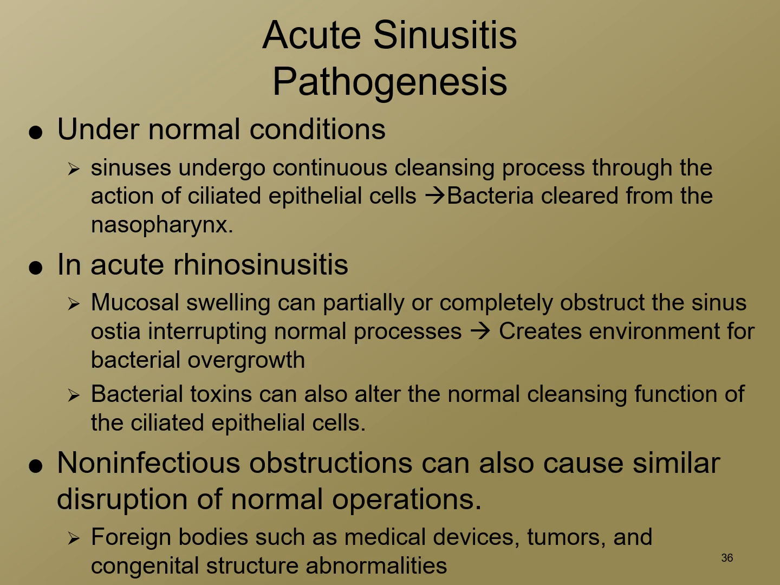The sinuses normally undergo a continuous cleansing process through the action of the ciliated epithelial cells. So these cells move the mucus layer lining the areas toward the opening of the sinuses, into the nasopharynx, and it normally clears the sinuses of bacteria from the adjacent nasopharynx. In acute rhinosinusitis, as a result of infection, mucosal swelling can cause partial or complete obstruction of the sinus, interrupting the flow of secretions and predisposing to bacterial overgrowth in the obstructed sinuses.